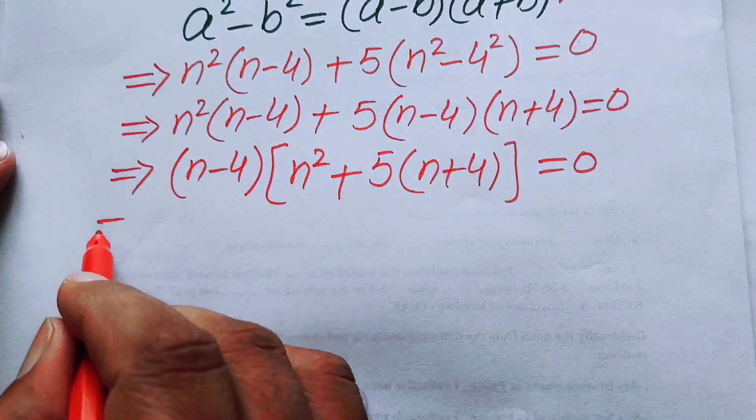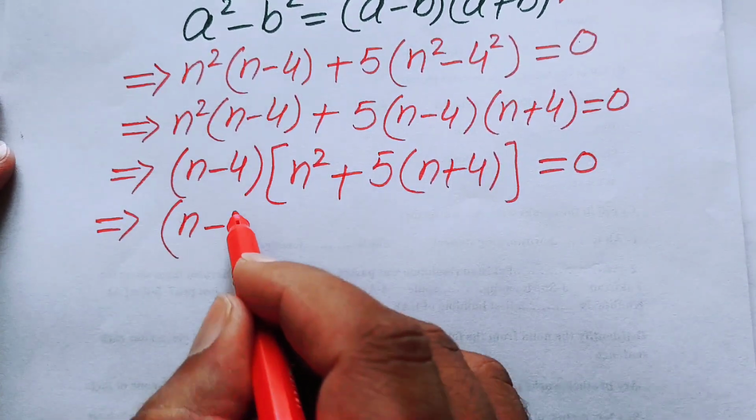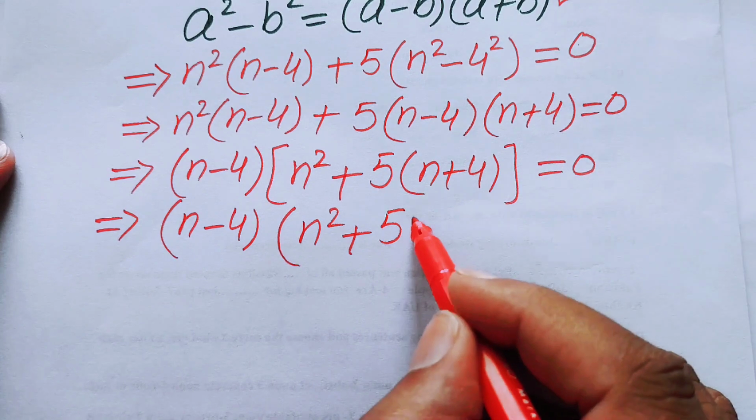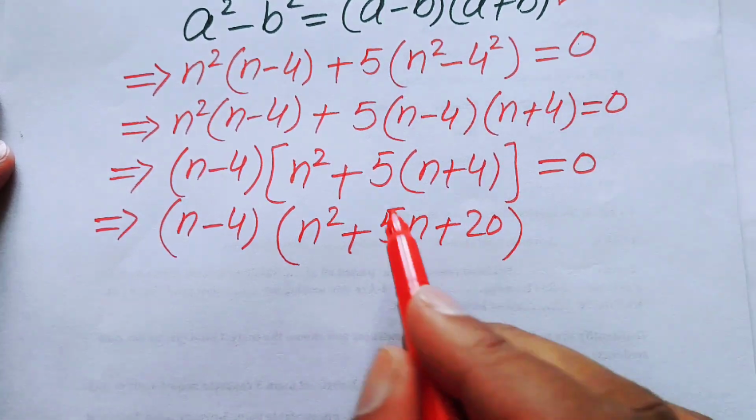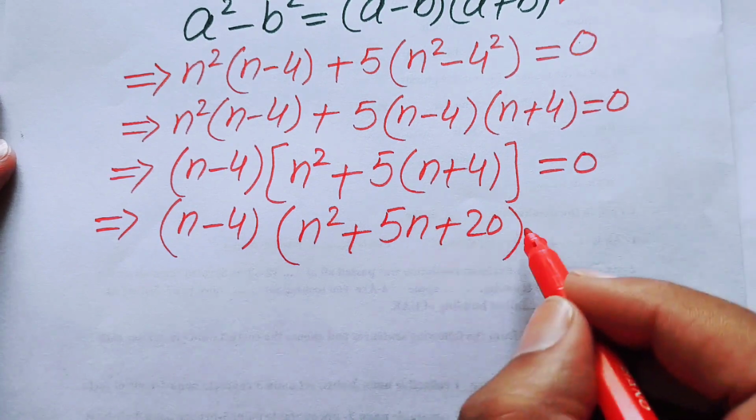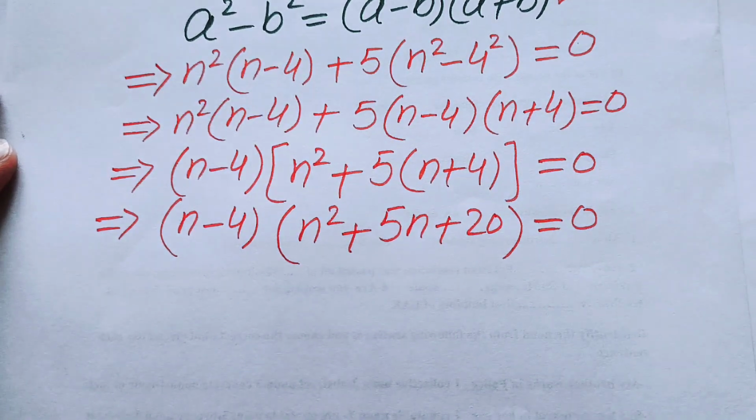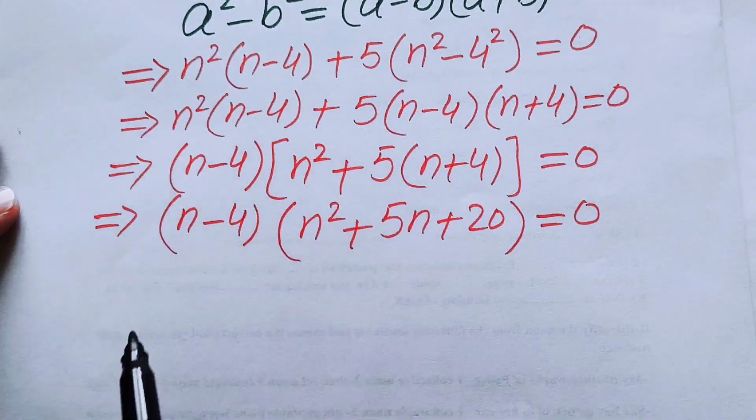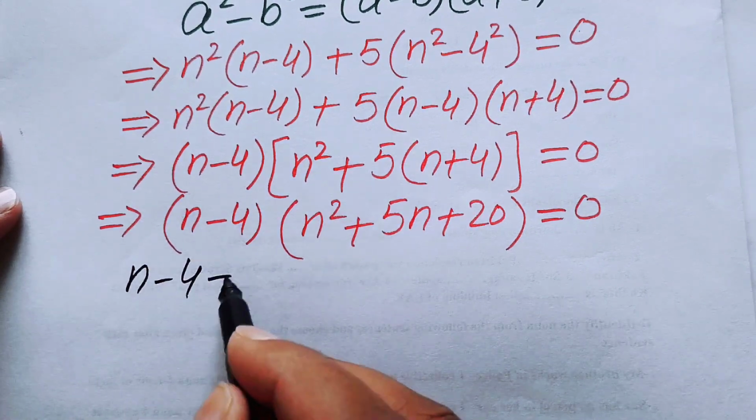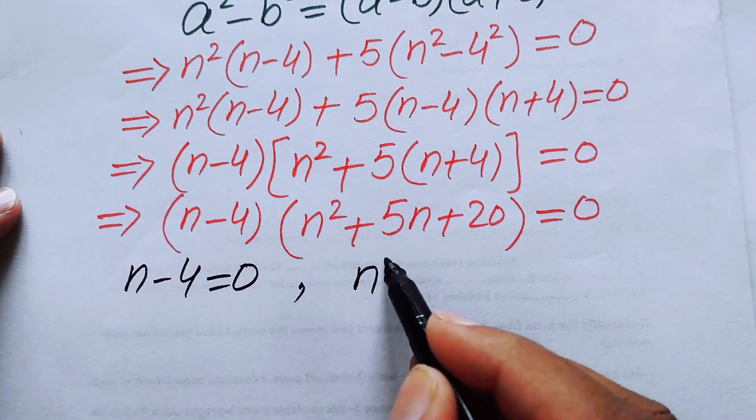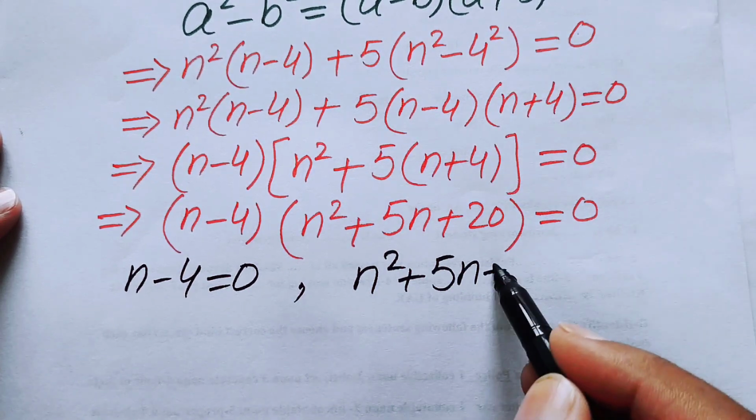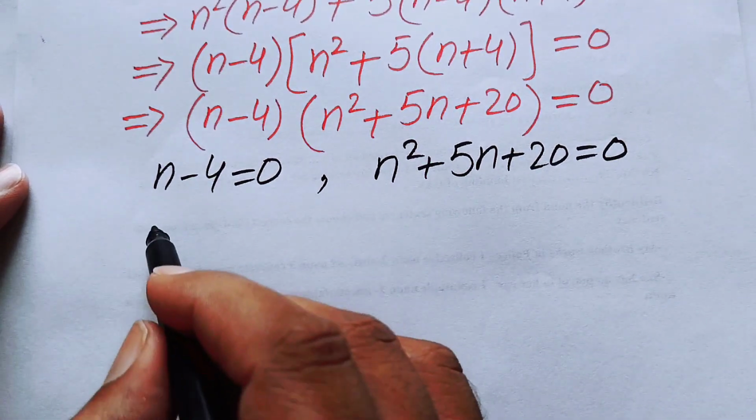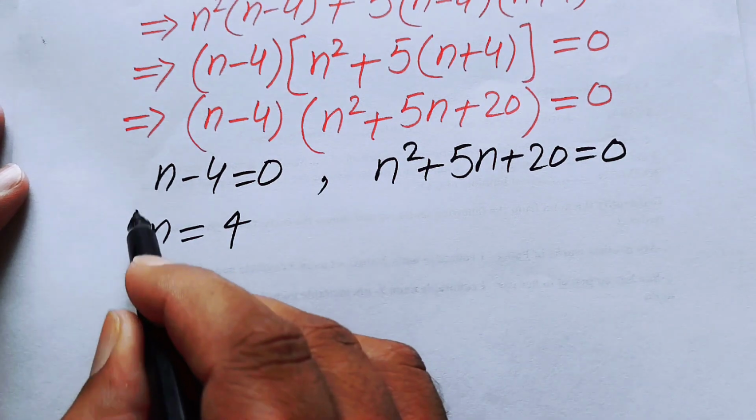And now we can simplify this term, and you get n minus 4 times n squared plus 5 times n plus 20. I can just multiply this 5 on both of the terms, and you get this form is equal to 0. And here we have two cases. The first case is we take n minus 4 is equal to 0, and the other case is we take n squared plus 5n plus 20 is equal to 0. And in the first case we get the value of n is equal to 4.